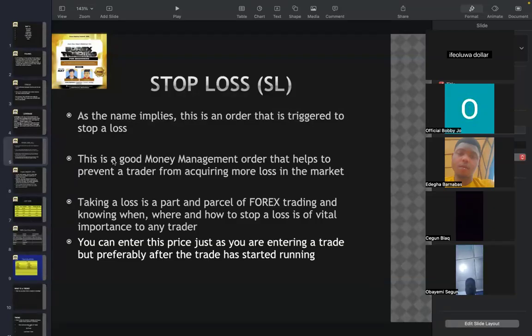Then once the market reaches exactly the point where it's going to take out your SL, the trade will close automatically. So let's just move to the next.